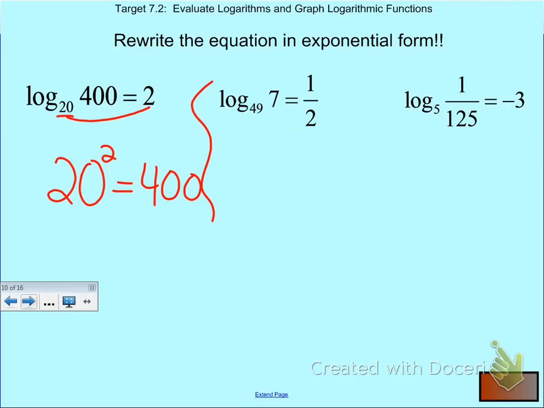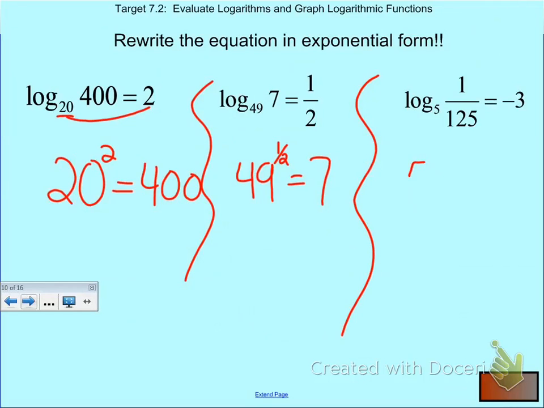This second one here is 49. That is our base because it's in the basement, to the 1/2 power equals 7. And then the last one is 5 to the negative 3rd equals 1 over 125.